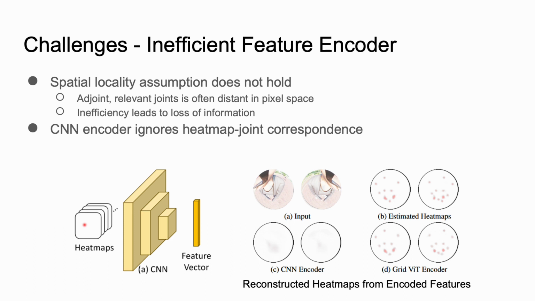However, spatial locality assumption of CNN does not hold. Neighbor joints are often distant in pixel, and features cannot be combined by early convolutional layers. This inefficiency leads to loss of information, indicated by the lossy reconstruction of heatmap from the extracted features. The CNN encoder also ignores heatmap and joint correspondence, treating different heatmaps as channels.